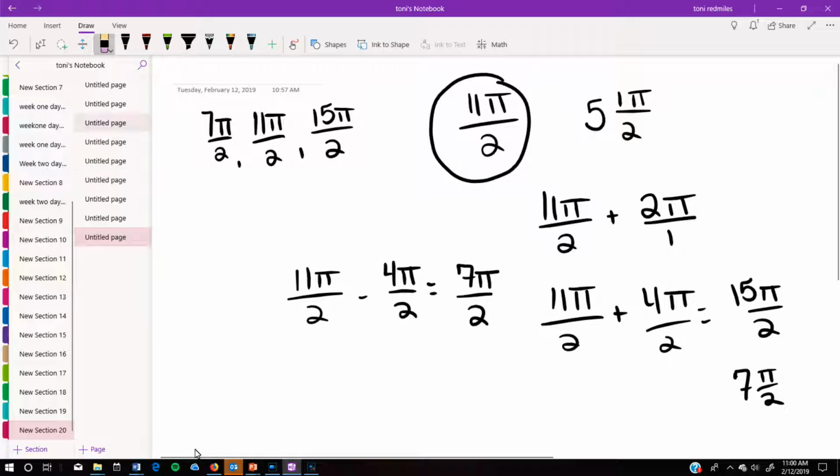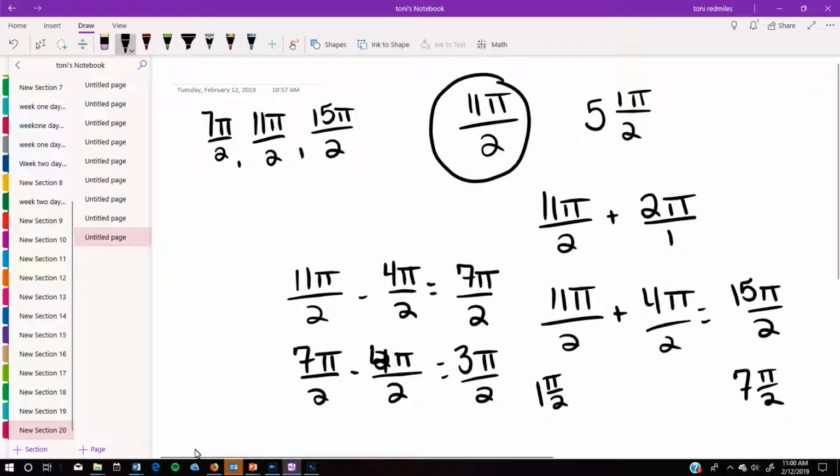my 2 pi again. Okay, so I have 7 pi over 2, subtract a 2 pi, which is actually 4 pi over 2, and I get 3 pi over 2. Oh, finally. I've gotten down, because if I put that into a mixed number, 2 goes into 3, 1. 1 pi over 2, 1 with pi over 2, is smaller than 2 pi. So I finally got my original standard position angle. And these are all coterminal angles to my standard position angle.